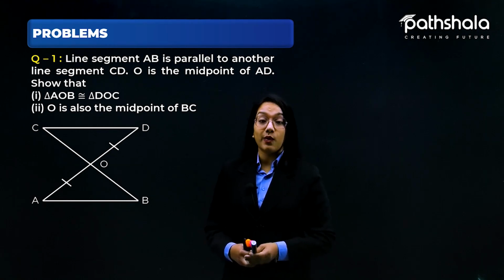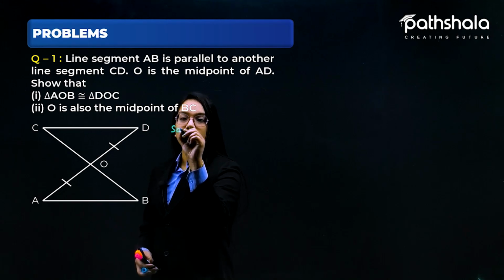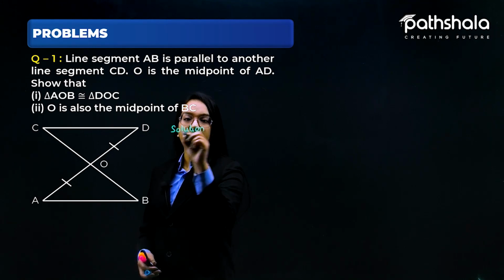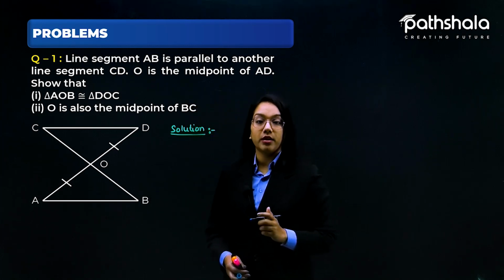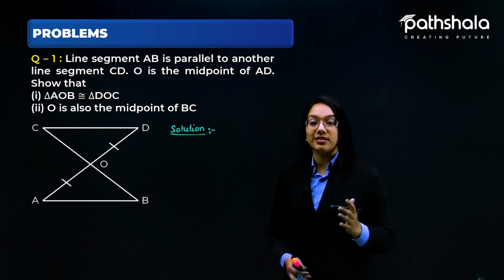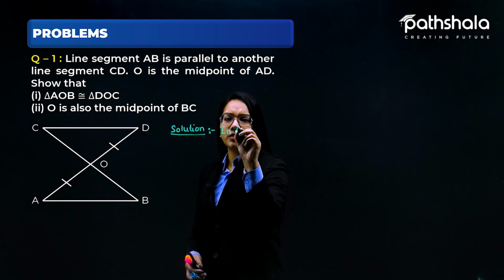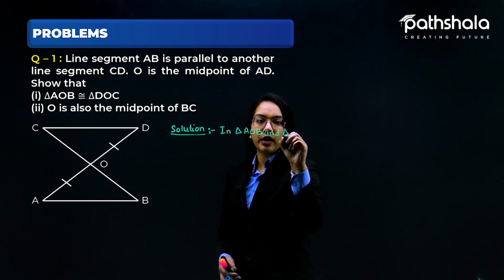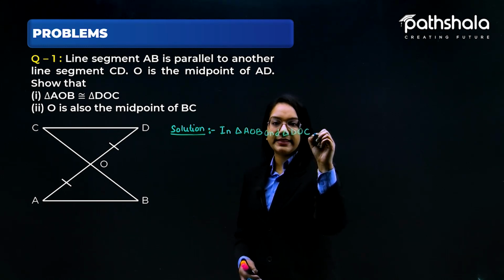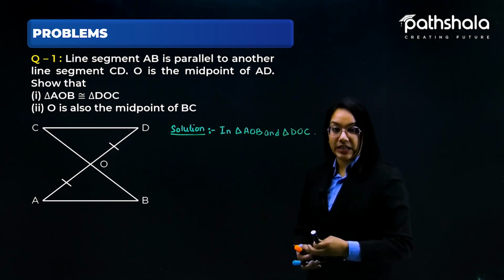And the second thing, show that O is the midpoint of BC. So let's start the solution. First of all, it is already given to us that O is the midpoint of AD. So let us start with the triangle AOB and the triangle DOC. We are talking about AOB and DOC.